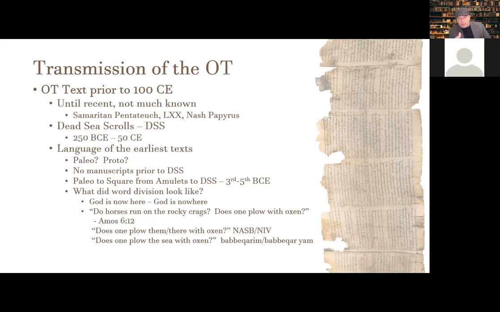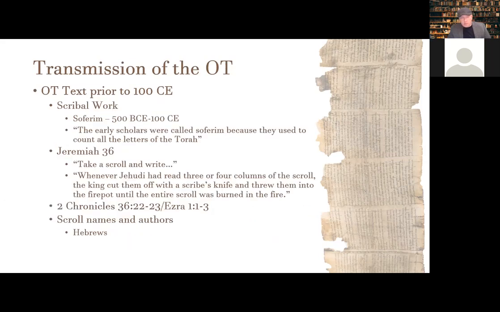Now we have a text that makes sense within Hebrew poetry, and a text that doesn't require the translators to add words that aren't there. We don't have to do that. We could say maybe, possibly, Hebrew didn't have spacing in the most ancient text, or maybe they did have spacing, and maybe the scribe placed the yam too close to the bakar. Just a little context there.